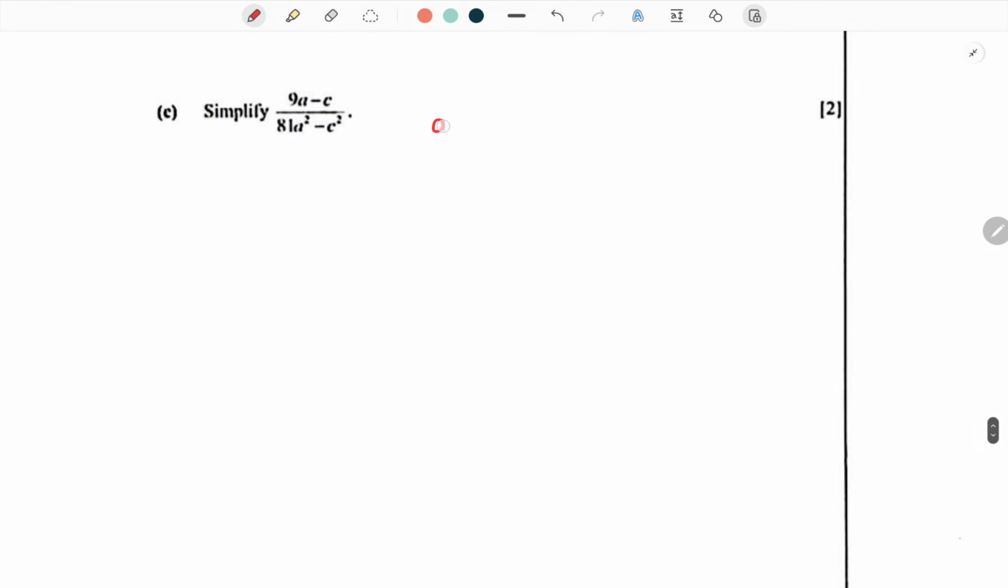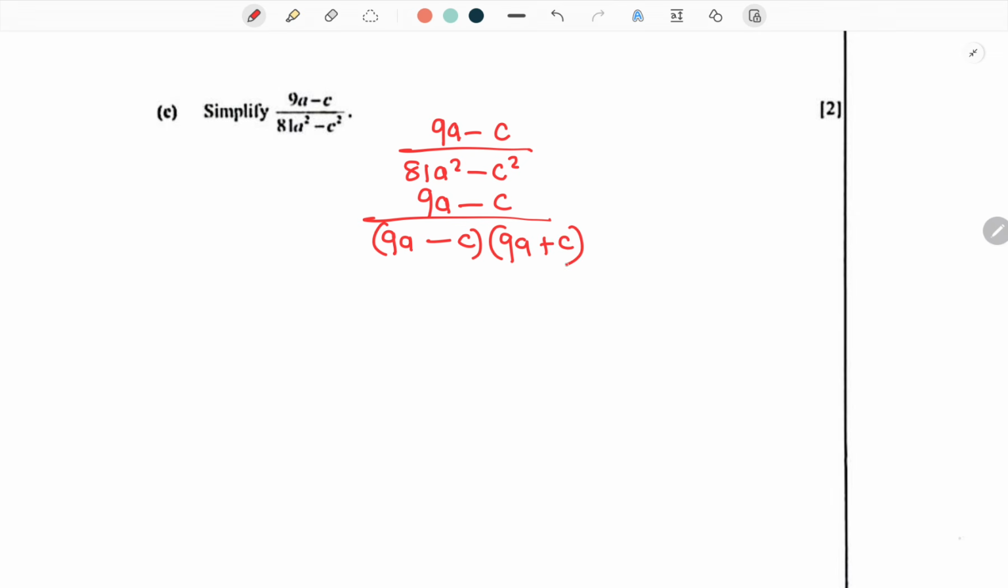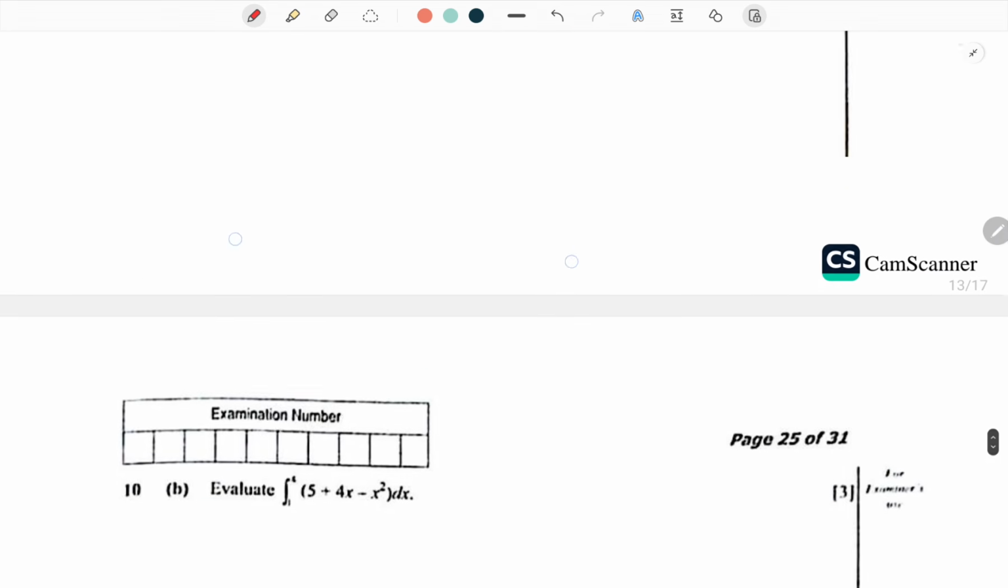We've been asked to simplify 9a minus c rather. Then we have 81a power 2 minus c to the power 2. So of course this one we just use the difference of two squares. If you use difference of two squares, you're going to have 9a minus c, then 9a plus c. This and this will go. You're going to have 1 over 9a plus c. Okay, so this one was actually very simple. And then you get everything.